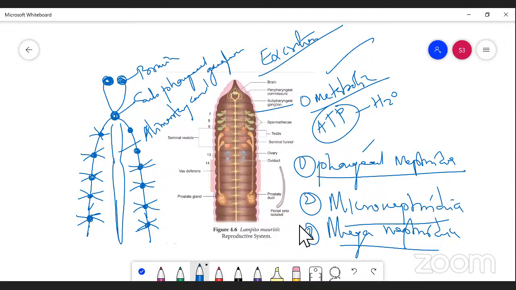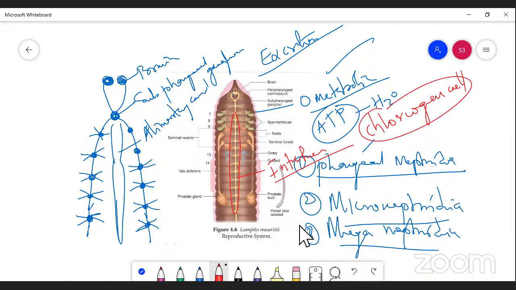Special cells are present in the intestine wall, called chloragogen cells. The chloragogen cells are present in the central part of the animal body, at the intestine. They filter the nitrogenous waste from the blood and pass it to the nephridiopore, which discharges it to the external environment. So this is our recall.